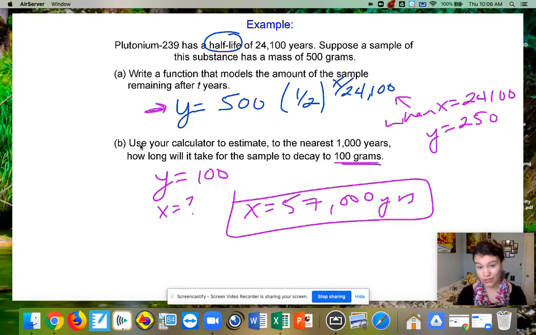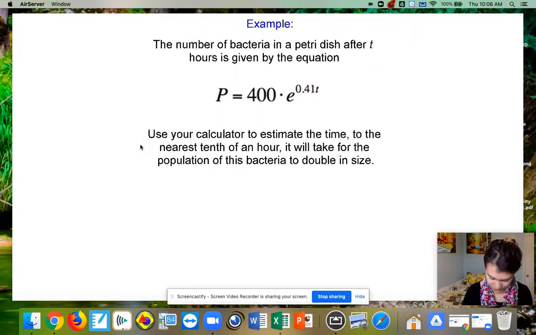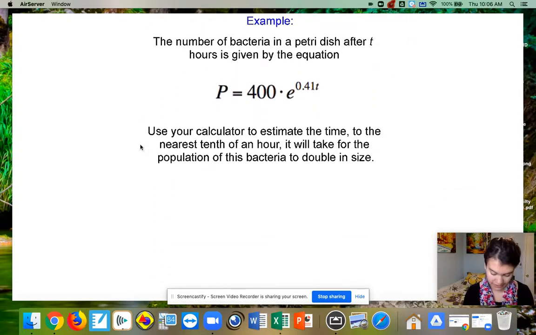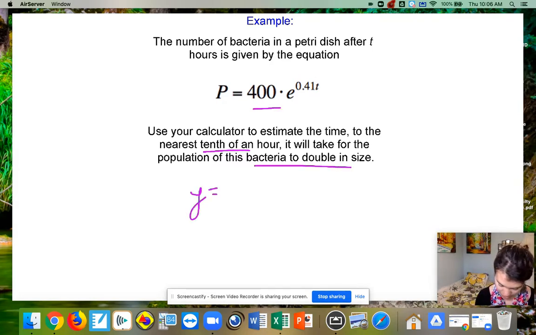You can actually just solve this equation by hand, but we're going to talk about that later. So later in the chapter, once we've talked about logarithms, we'll talk about actually solving these. So another example here, we're given that the bacteria in the petri dish after t hours is given by this equation. Again, we want to figure out how much time it's going to take to the nearest tenth of an hour for this population to double in size. So we're going to have to adjust our window from last time. So if we start with 400, we want when y equals 800.